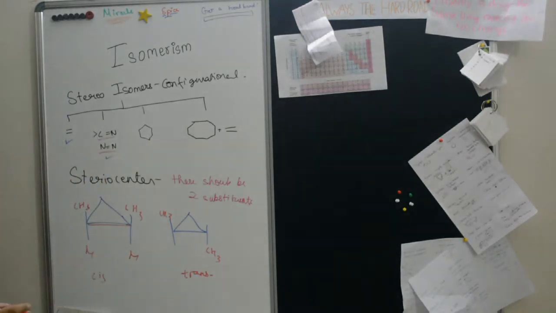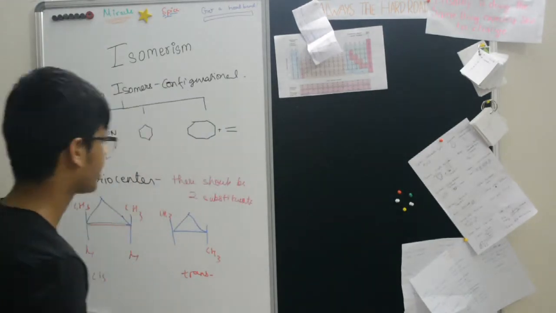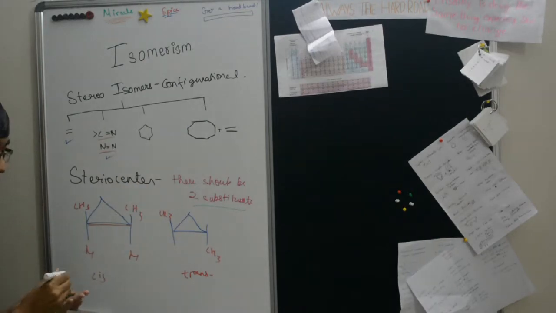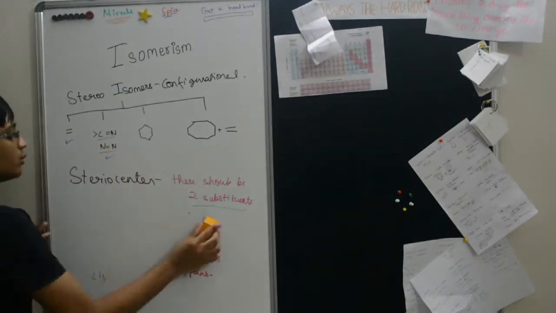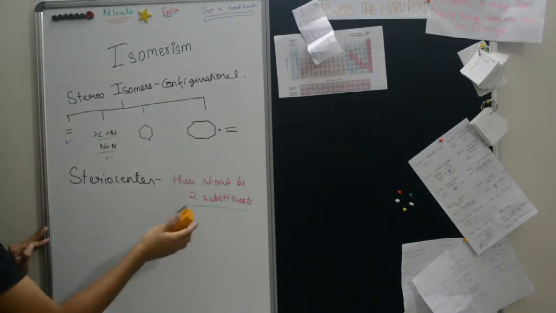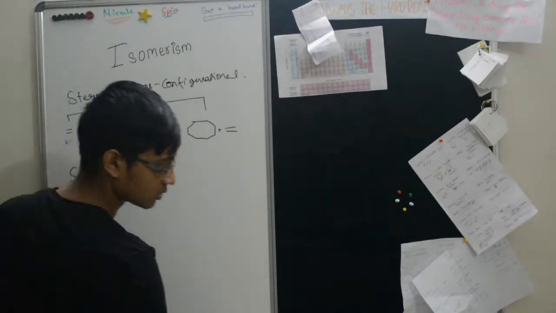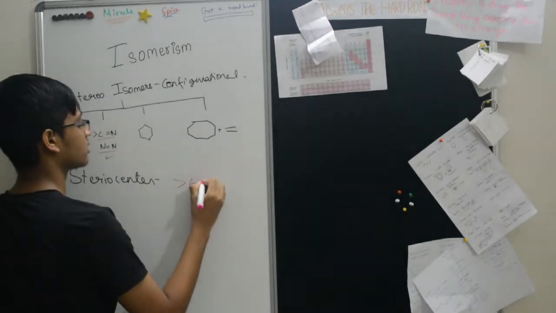Therefore, all cyclic rings which have two substituents act as configurational isomers. Fine. So next we move on to the final type of isomer, and this final type of isomer exists only with compounds with greater than 6 carbon ring.